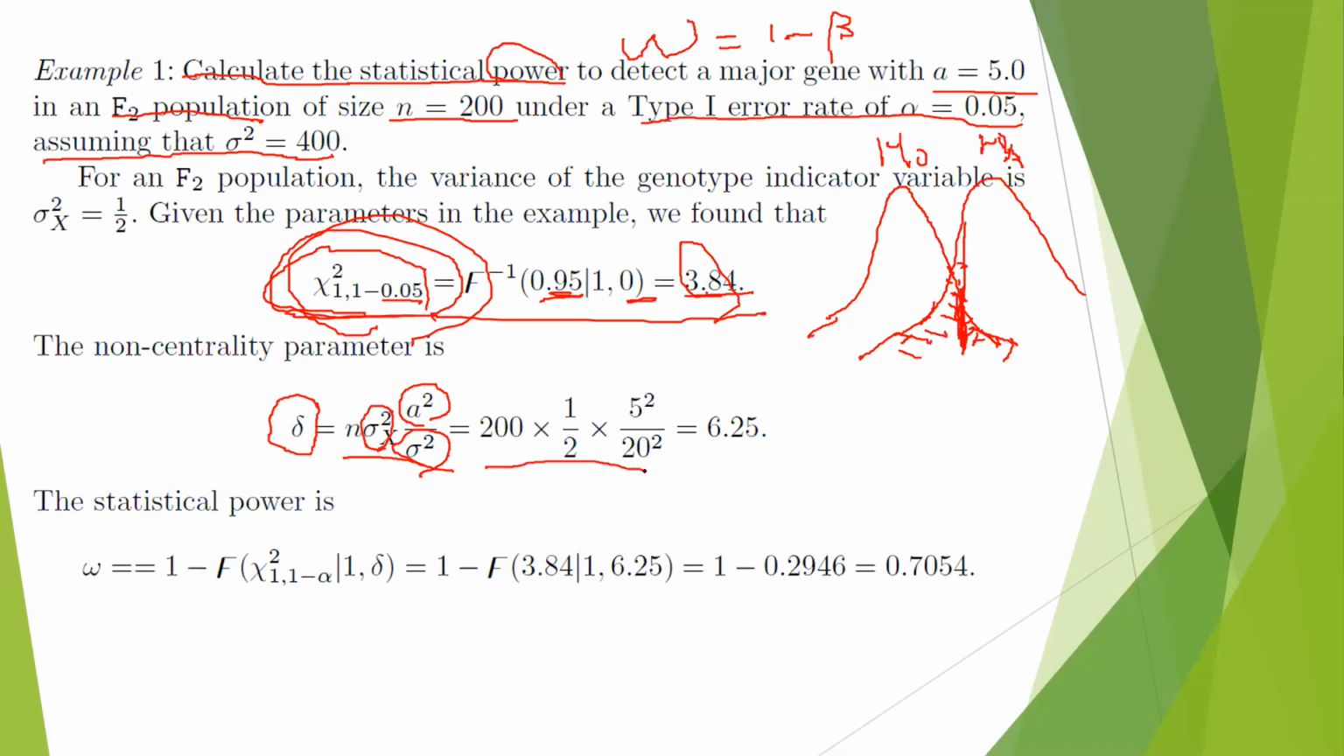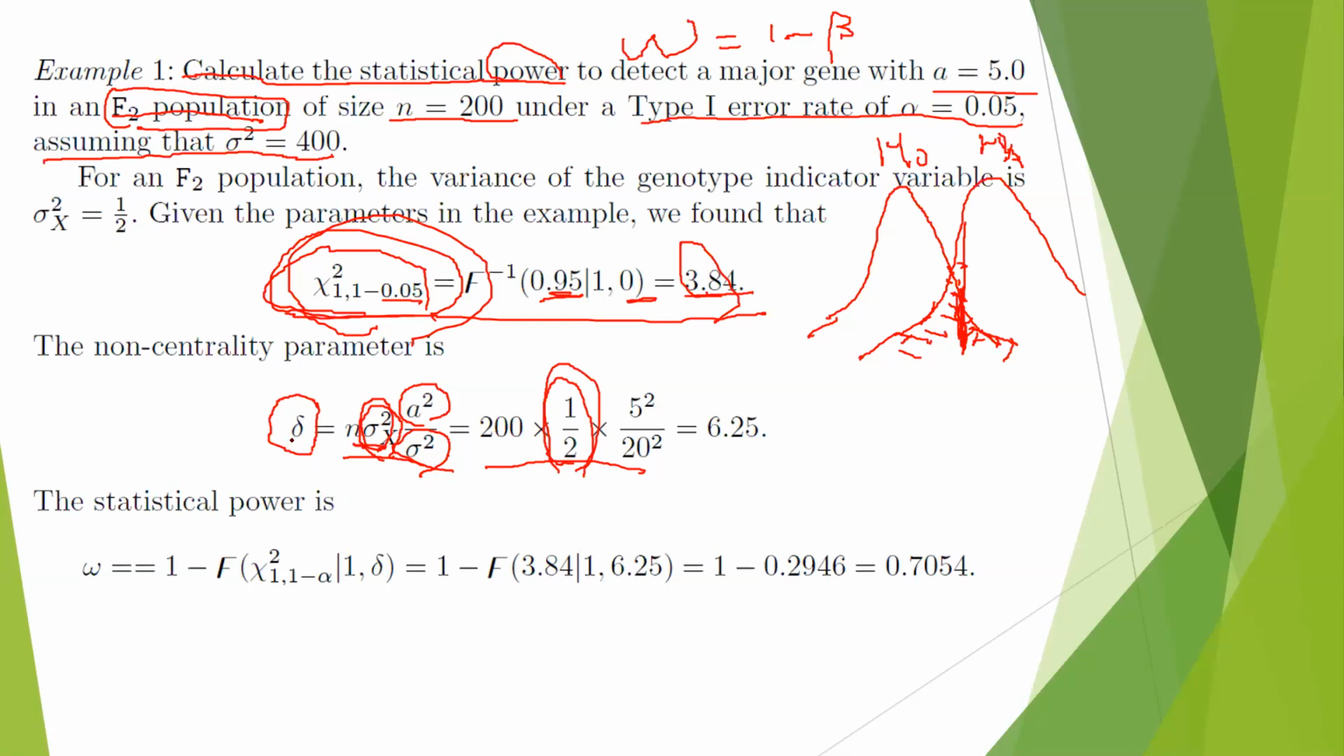And so can anyone tell me what this is? The sigma square x? And how? The variance. Oh, the variance for the genotype variable. Yes. Because this is F2, that's very important, because this also gives you some information. When I say this is an F2 population, immediately you can get this equals 1/2. Okay, very good.